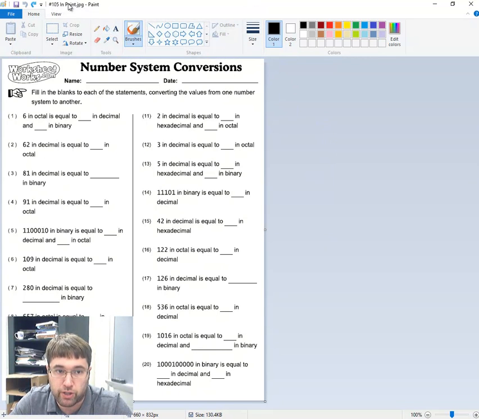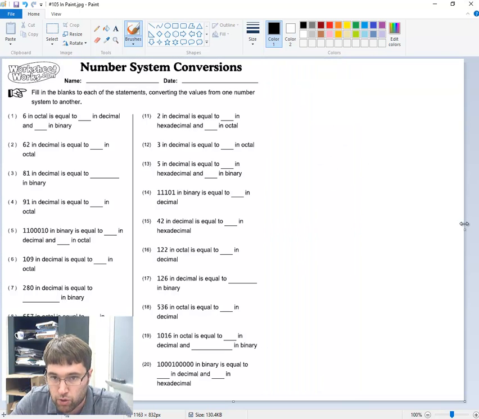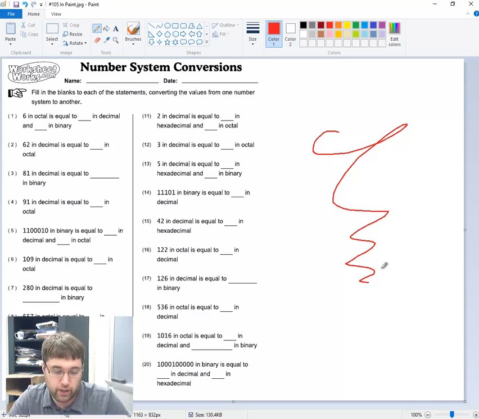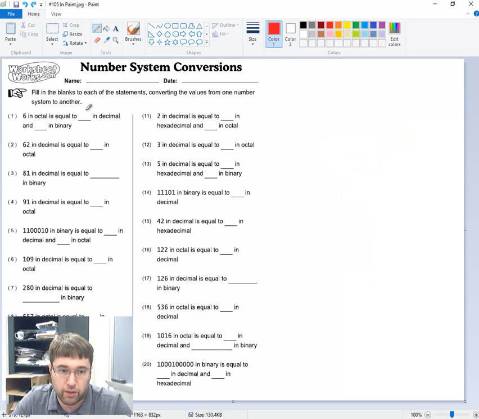I would recommend the version in Paint because of this magic trick I can do. This little white box here, if you highlight over it, see how the mouse changes? You can expand this over and then go to the pen tool. I like to go to red because it contrasts on black. Increase the size of the pen and then you can draw on the side here. The nice thing about this is I can take problem number 1, 6 in octal.